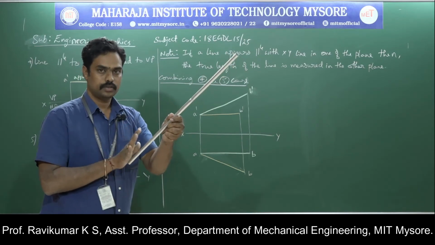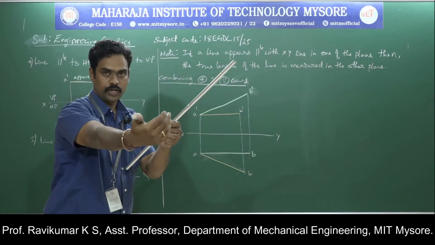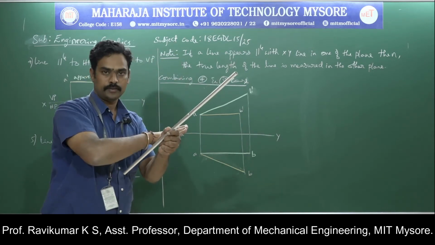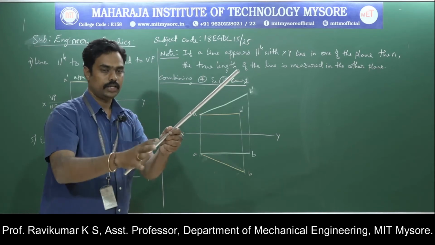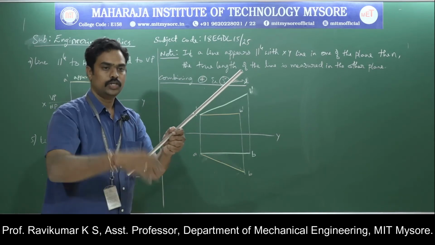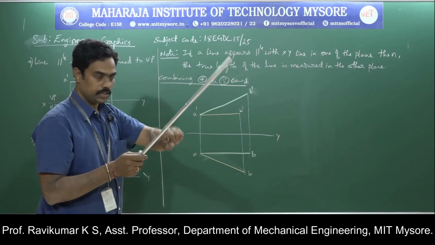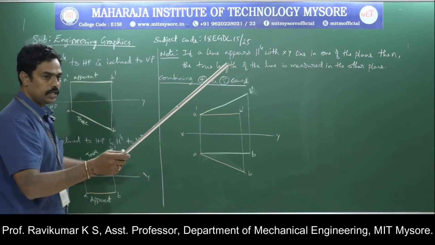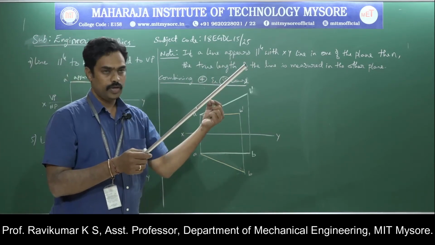In this condition you will not get the true length in the top view or in the front view, because it is inclined to both planes. Since it is inclined to both planes, you will not get the true length. To get the true length, you need to reduce this particular condition to either this or this. Now I am just taking off the inclination with respect to VP.